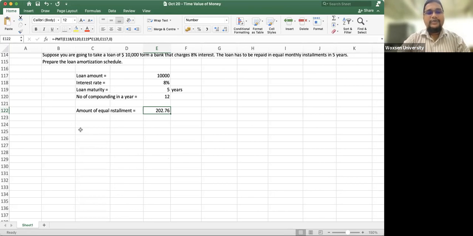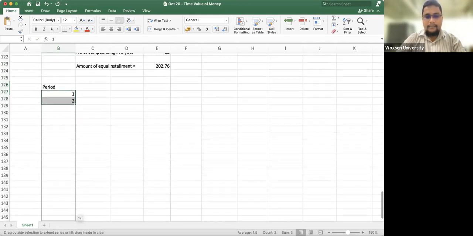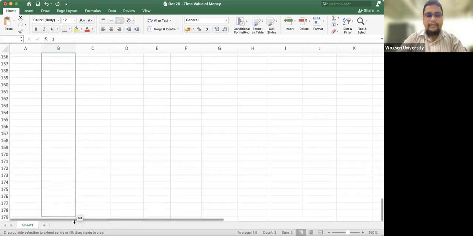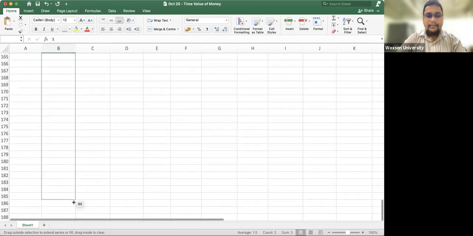So now let us do the loan amortization schedule. In the loan amortization schedule, the first one will be month, because in this case we have month, but let us write period, in case we change from month to quarter. Okay. So period, how many periods do you have? Every year we have 12. So in 5 years, we have total 60 periods, right? In 5 years, how many months do you have? 60, sir. 60 months.